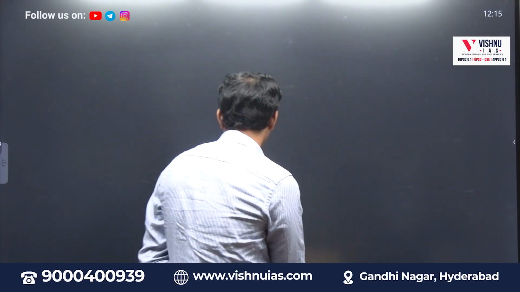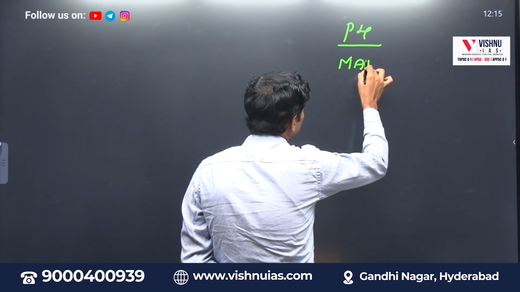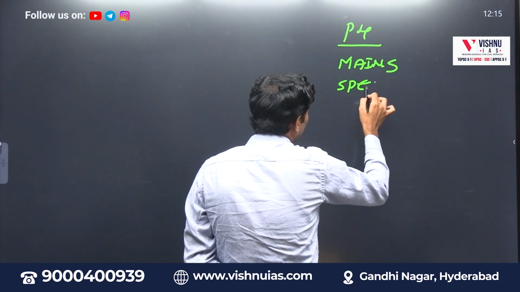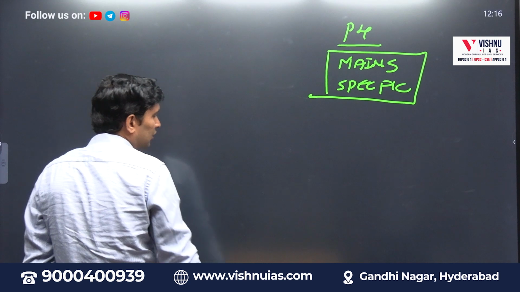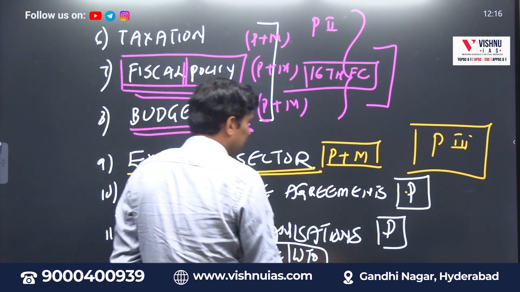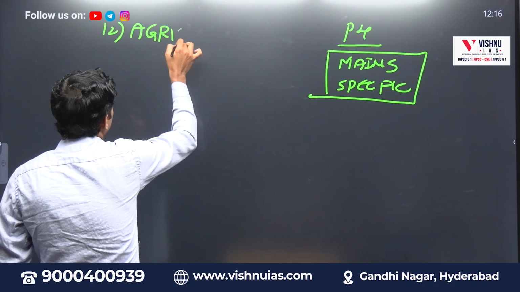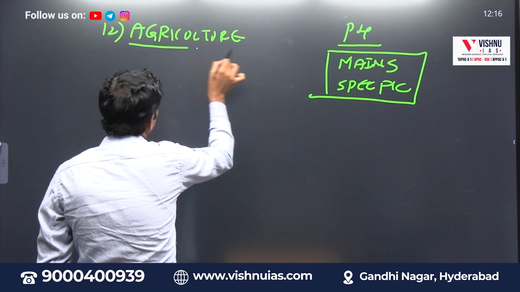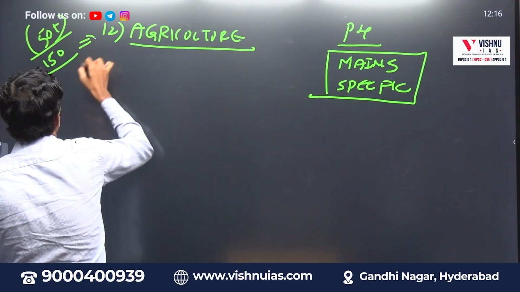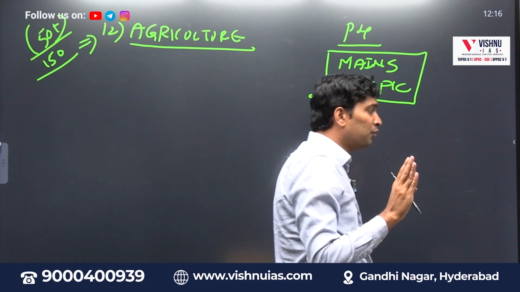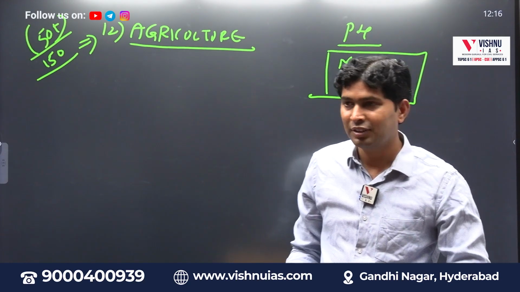Now coming to the 4th pillar, which is mains specific. When I say mains specific, questions can also come in the prelims, but clearly the syllabus is defined in the mains. So this chapter is called very, very important for the exam: agriculture. You will be surprised, every year 50 plus marks out of 150 in GS paper 3 will come from this chapter called agriculture. Minimum 3 to 4 mains questions will come from the agriculture chapter. If you ignore agriculture, agriculture will ignore you.